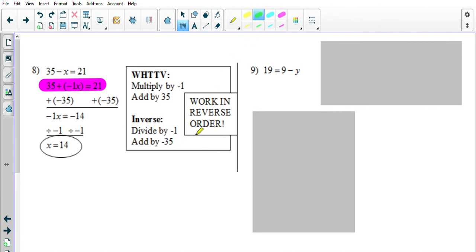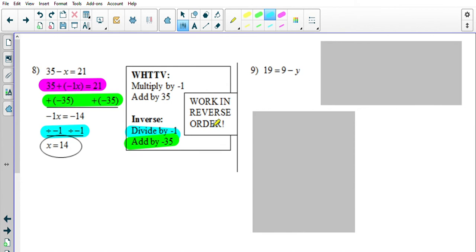So we work in reverse order, which means we're going to add by negative 35 first. That's going to get rid of this guy. If you add a positive 35, these will not cancel out, which is why we add a negative 35 or subtract 35. So that leaves you with negative 1x equals negative 14. Now what we're going to do is divide both sides by negative 1. Negative 14 divided by negative 1 is positive 14.